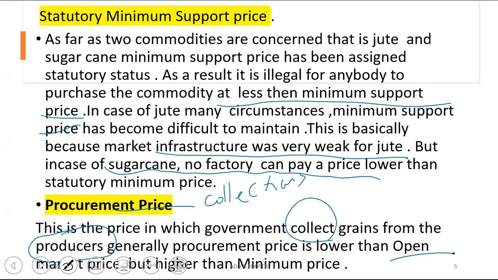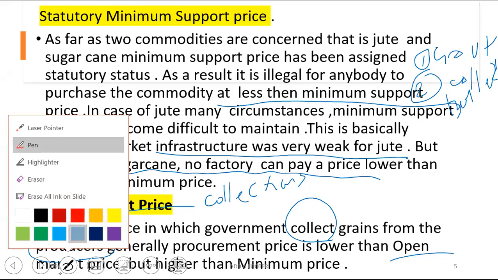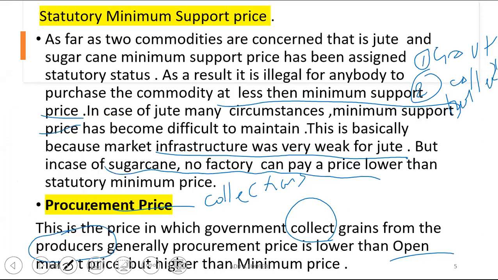Procurement price का first point ध्यान रखो, it is fixed by government. Government is fixing procurement price किसके लिए? To collect the food grains from the farmer. Okay, collect the food grains from the farmer. Then third point is procurement price is greater than minimum support price but less than open market price. मैं आपको एक example देता हूँ, थोड़ा टाइम लगेगा समझ में आने के लिए. If it is not clear, ask me to explain again.